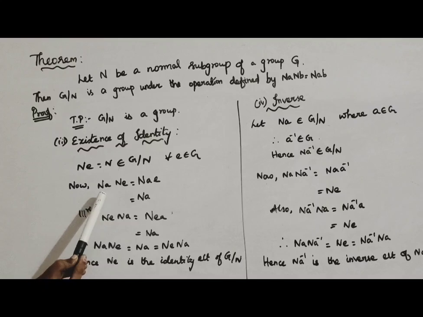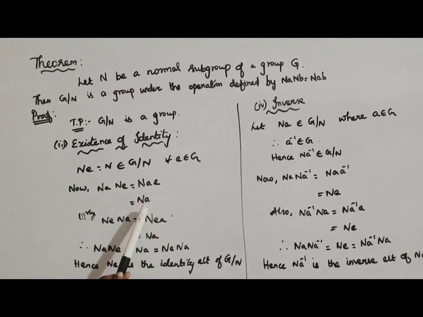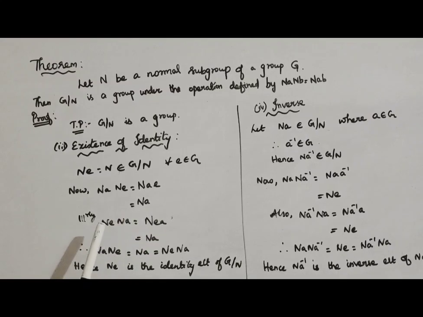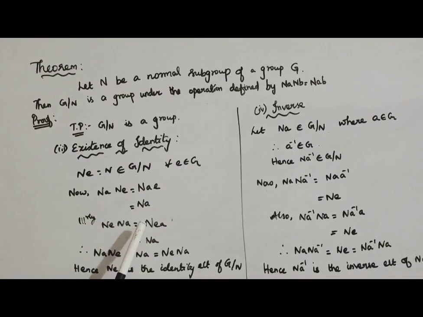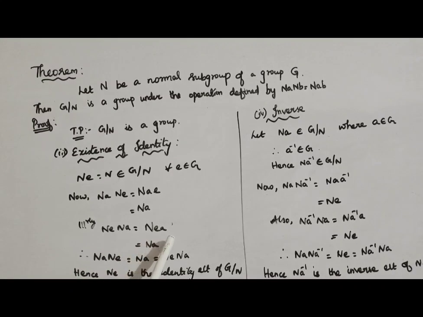Therefore, first condition Na into Ne, that is Nae. ae means you are getting a. Therefore, Na, Ne is equal to Na, and similarly we can prove that Ne, Na is also equal to Nea, that is Na. Hence, Na, Ne is equal to Na, which is equal to Ne, Na. Therefore, Ne is the identity element of G over N.